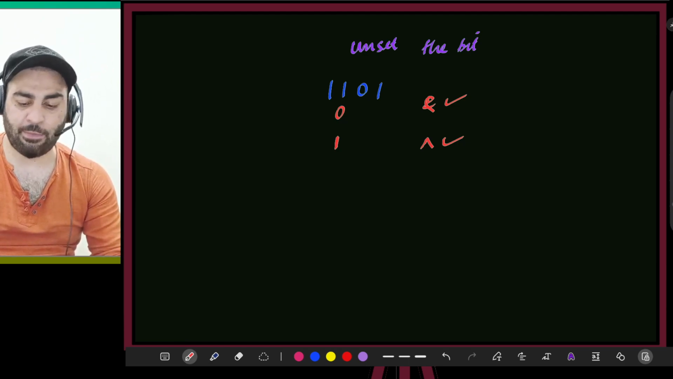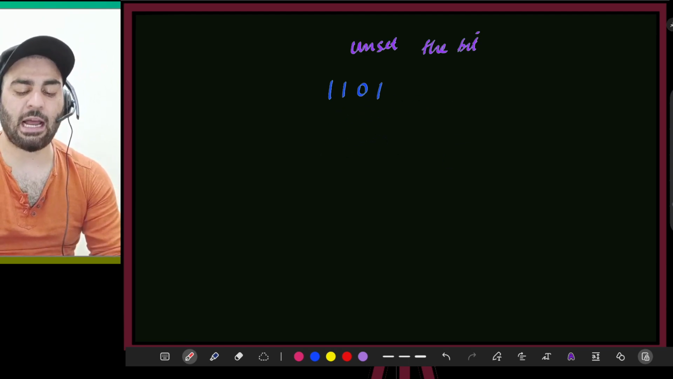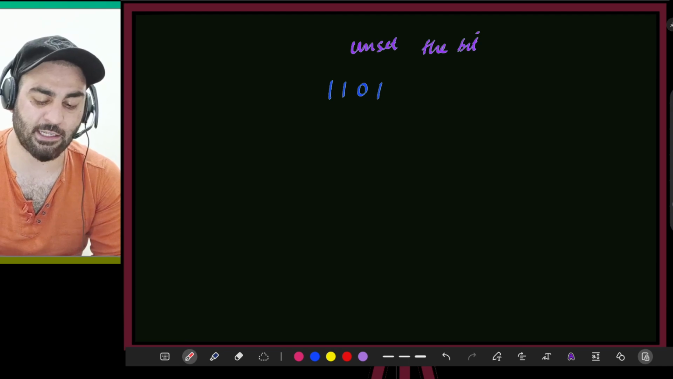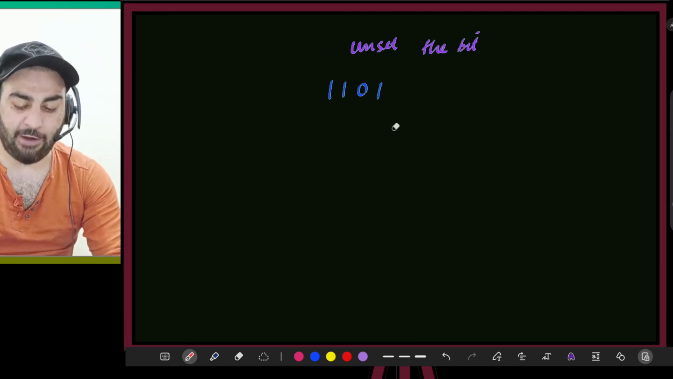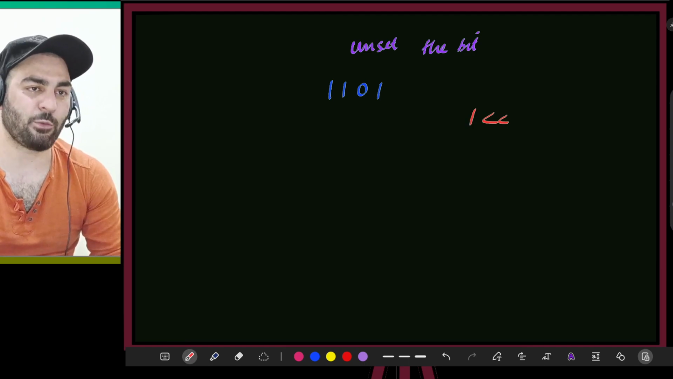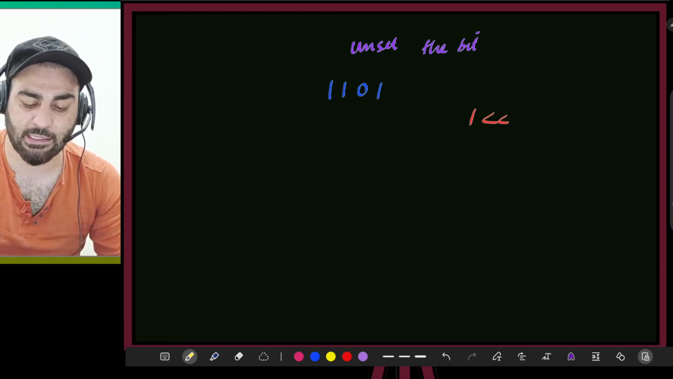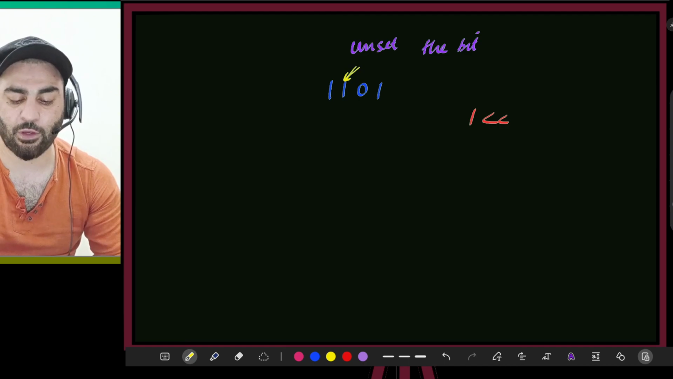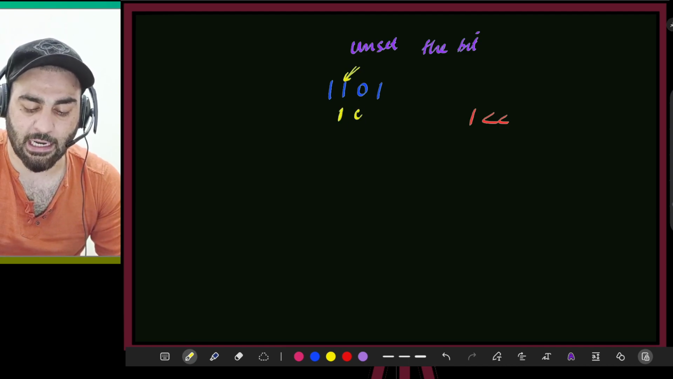The simplest thing that I can do is, I again have to create a mask, because a mask is necessary. So I'll create a mask. I'll left shift the bit to whatever position we have. Let's suppose this is the bit that we want to unset. First I'll get 1 over here, then I'll get zeros over here.